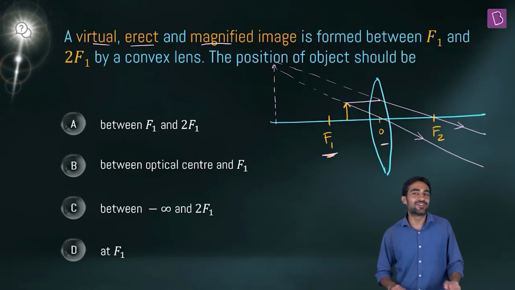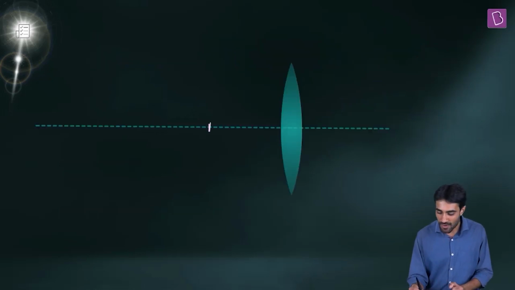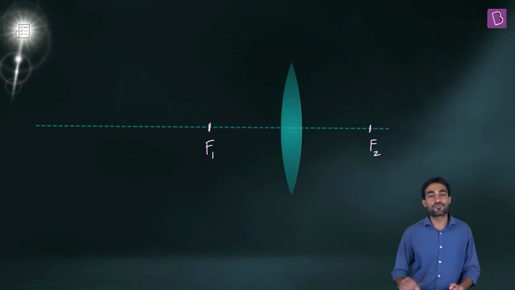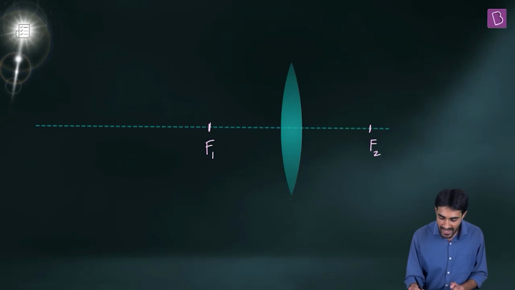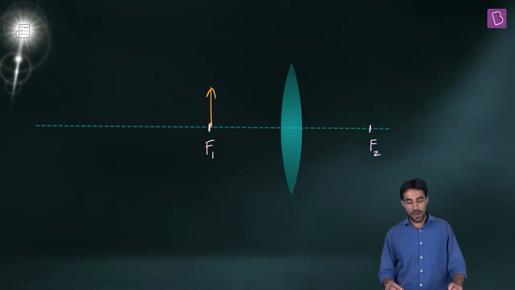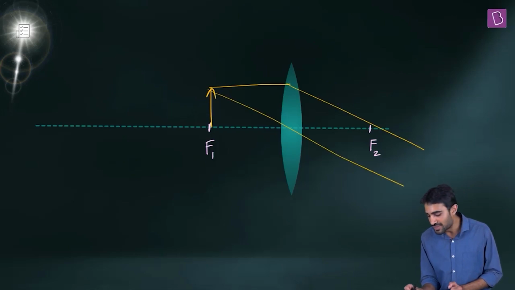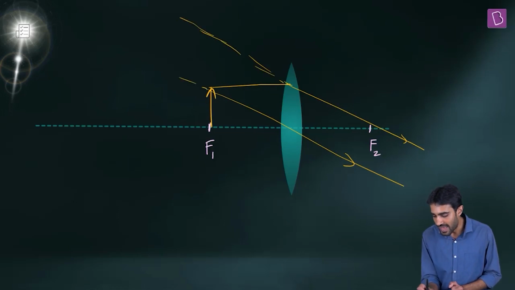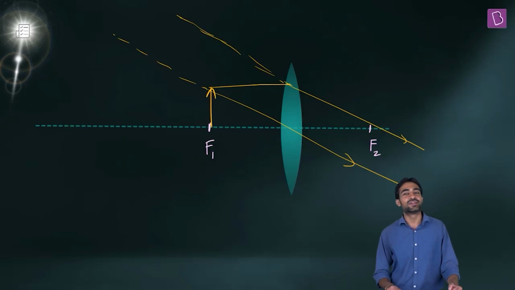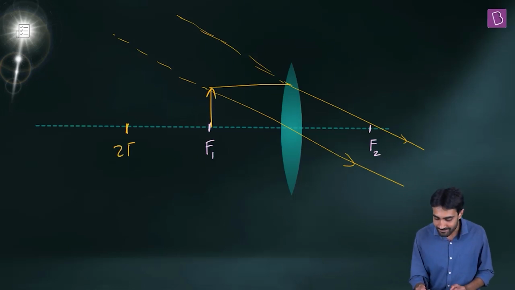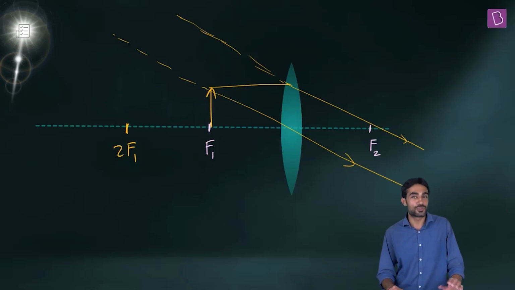Now let me tell you something interesting. Suppose what if we place our object at focus F1 itself? This is F2 and that was F1. So what if our object is at F1 itself? What will happen now? Now you will say after refraction, the rays will become parallel to each other. So if we have parallel light rays, if we even extend them, then these extensions will meet at infinity. We will get a highly magnified virtual image. But this image is beyond 2f1. This image is beyond 2f1 for sure.